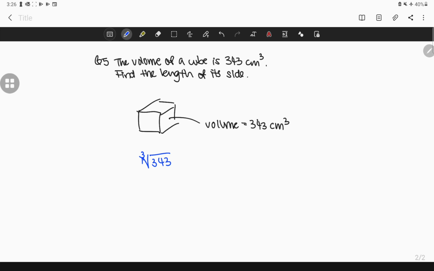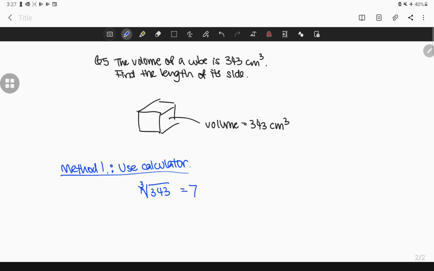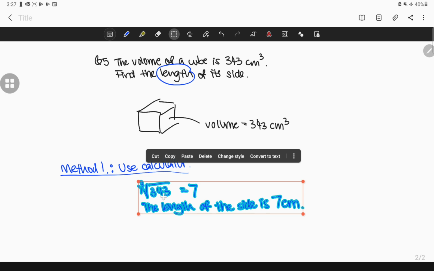You can use your calculator. Method 1 would be to use your calculator. Key cube root of 343 into your calculator and you will get 7. But note that you are supposed to find the length, so you need to put units. So you would have to write the length of the side is 7 centimeters. So this is one way to solve this question.